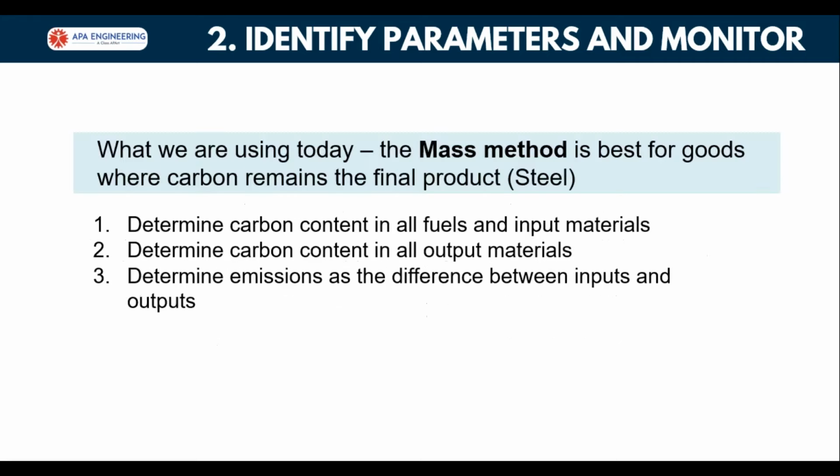So I'm moving over to the next, which is to say what method we are using for calculation. This is a mass method, because we are going to have embedded carbon emission in the final product, which is steel. So how we are using this method is to determine all the carbon content in fuels and input materials. The second is to determine carbon content in all outputs. So input and then your output. Then we will determine the emission based on the differences between one and two.